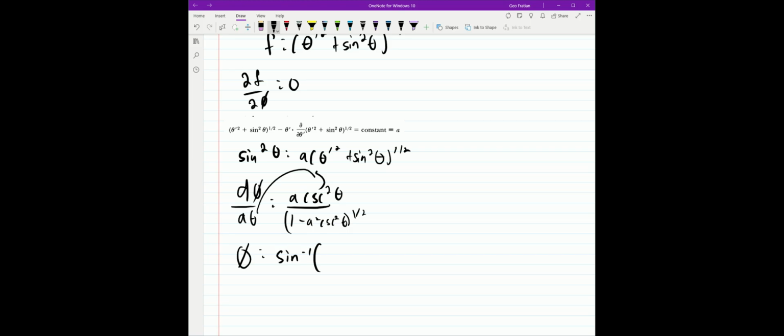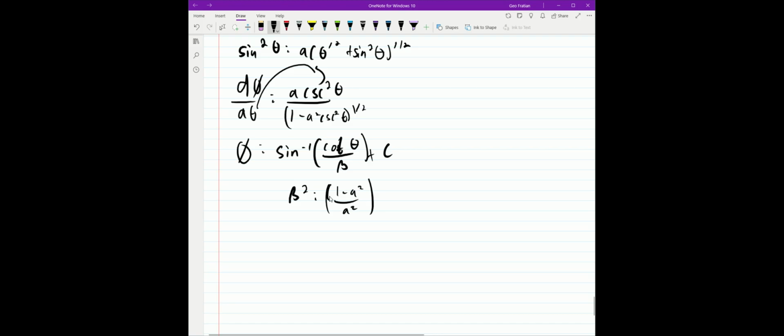And solving for phi, bringing the d theta over here and integrating, we get phi is equal to sine inverse of cotangent of theta over beta plus alpha, where alpha, I'm just going to write that as a c actually, just some constant, and then beta squared is equal to 1 minus a squared over a squared. Basically, we don't want to write all these a's. Okay, and now we can rewrite this equation to solve for theta, like how we rewrote it to solve for x in terms of y, and we get cotangent of theta is equal to beta sine phi minus c.